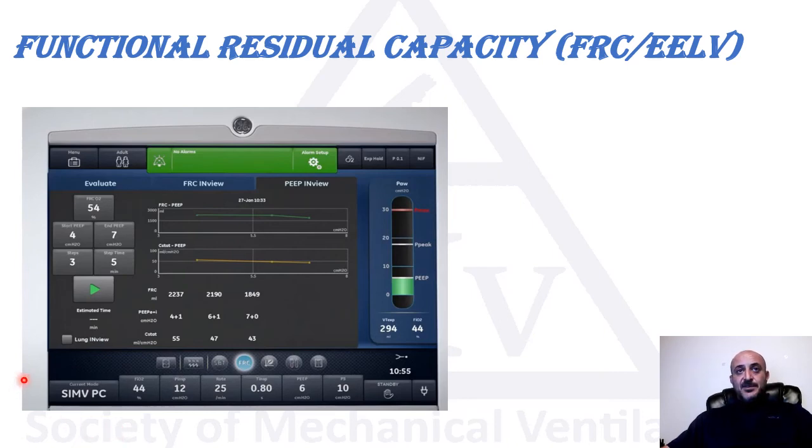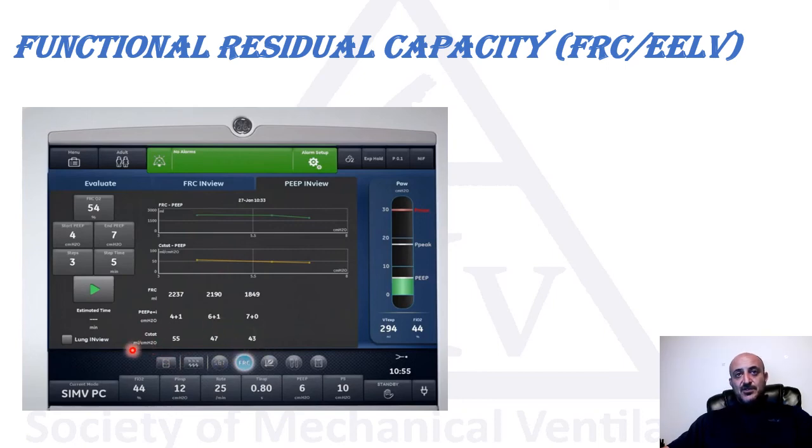But in this example, in this graph, it gives you a technique called nitrogen washout, and you can do it as a recurring maneuver or once, whenever you want to do it. And it gives you a measure here of the functional residual capacity at different PEEPs. And in that table here, you see it gives you functional residual capacity at what level of PEEP and the static compliance of the respiratory system.